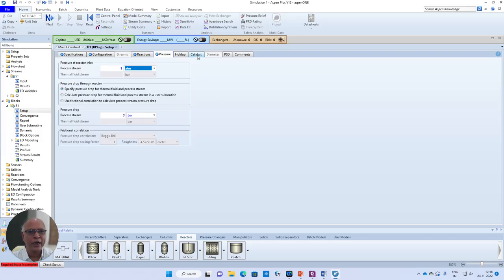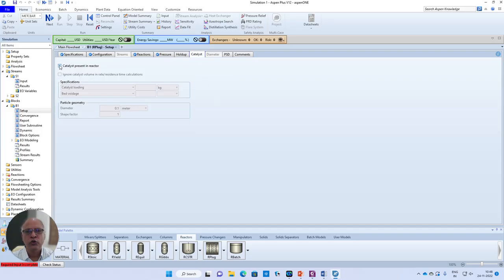Then you click on catalyst, choose this catalyst present in the reactor, and we were given the particle density as 2000 kg per meter cube, and then bed voidage is given as 0.5. Right? Most of the data with respect to reactor is done except for the reaction. We have not provided the kinetics. Now let us go to the next step.